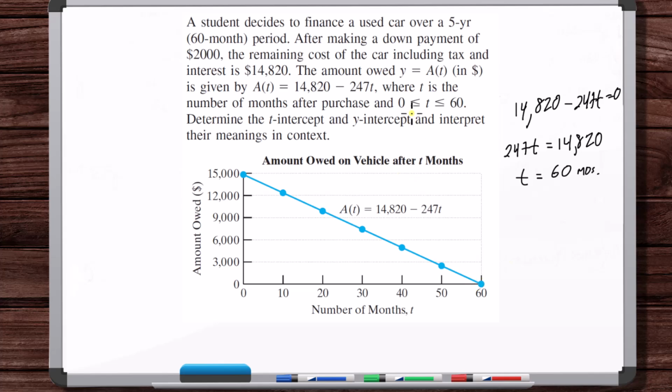And that's the idea. The amount owed, once the loan is up, if the payments are being made each month, the amount owed is going to be 0. And that makes sense, because at the t-intercept, the amount owed, the output, is equal to 0. Okay, what about the y-intercept? Well, in that case, it's A of 0. It's the amount owed at time 0. It's 14,820. That makes sense. That's the amount you're starting with, the loan you're starting with at time 0.